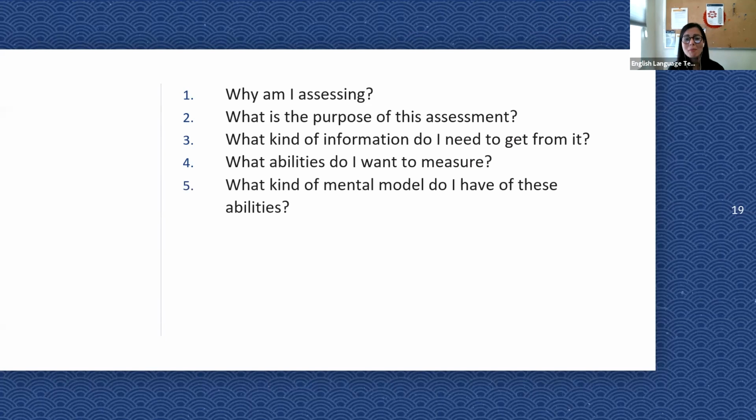What kind of mental model do I have of these abilities? I think that's an interesting way to put it. A mental model would be our construct, right? What is our construct for the test? And what is our idea of language ability? So for example, let's say that in class, you're focusing on language as a vehicle for communication, and you're teaching them pragmatics, and you're teaching the students how to communicate in the real world.